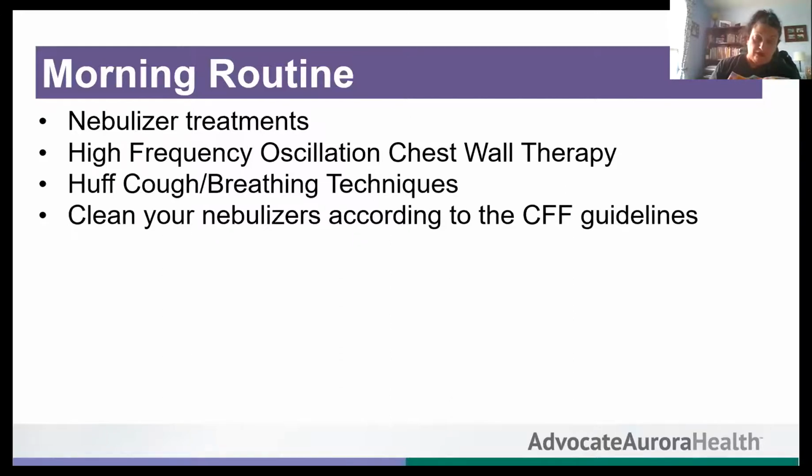And always, always, always finding time, most important, to clean our nebulizers according to the CF guidelines after each and every use. Super important. I cannot stress this enough, as the nebulizers can harbor germs and bacteria. It is most important to follow the CF guidelines and clean them after each and every use.